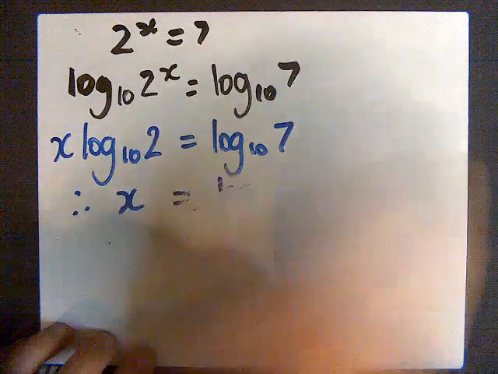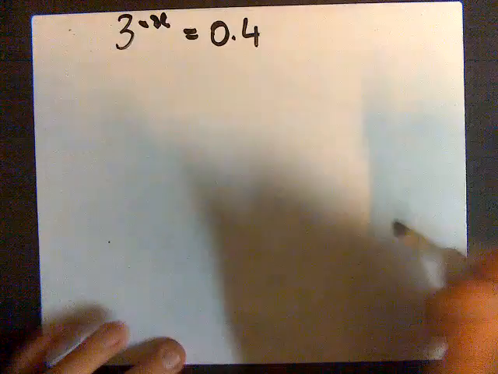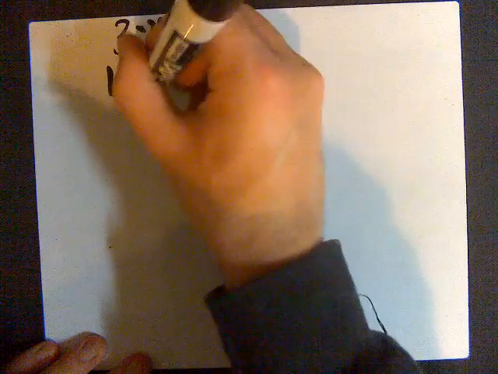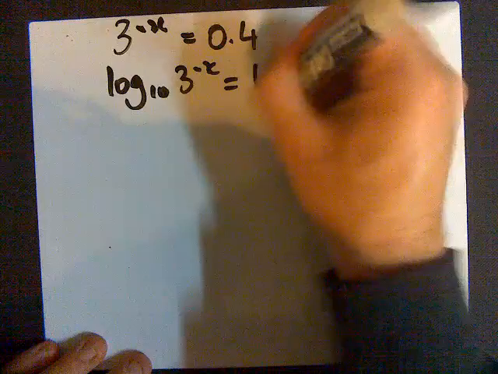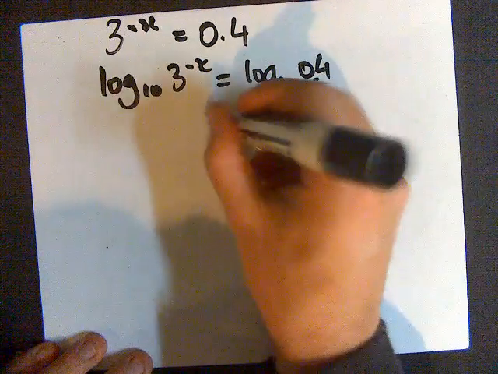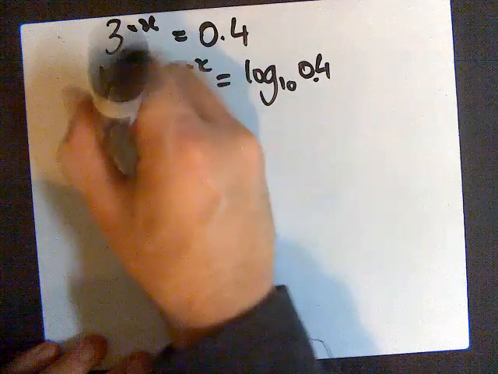The last one, which is almost exactly the same, is a negative number instead: 3 to the power of negative x equals 0.4. Again, not very nice numbers to work with. Instantly, I know, okay, this doesn't make any sense to me. So I'm going to take log base 10 of 3 to the negative x, and let it equal log base 10 of 0.4. Again, I'm going to take my negative x down the front.